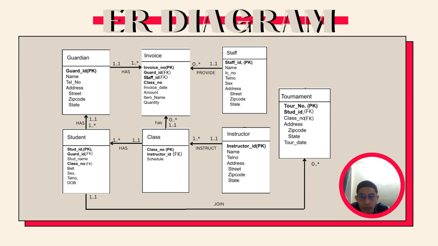Then we go to the class. In class, we have class number as the primary key. We have the instructor ID as the foreign key. We have the schedule. So a class can have many invoices. Then a class must have one student, and can be more.